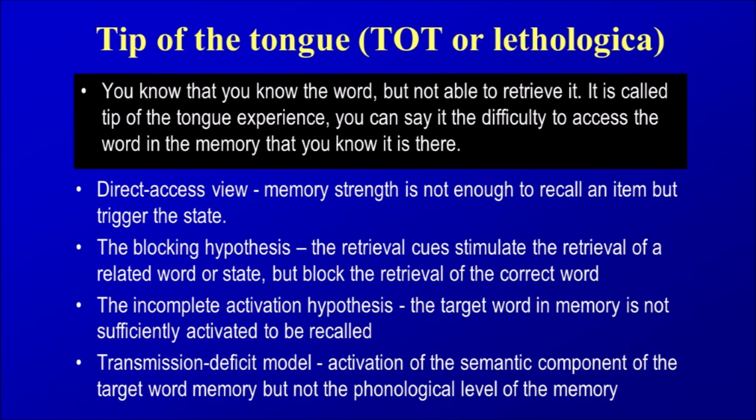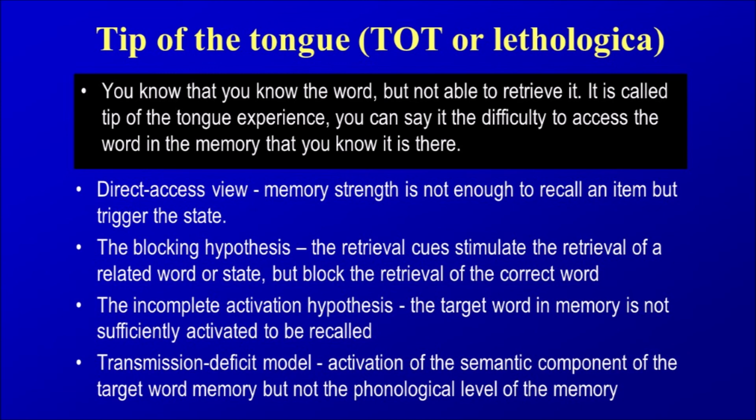Another theory is called the incomplete activation hypothesis. It says that the target word in the memory is not sufficiently activated to be recalled. You are able to remember something, but that target word, which is the correct word you want to say, is not sufficiently activated. This hypothesis is called incomplete activation hypothesis.